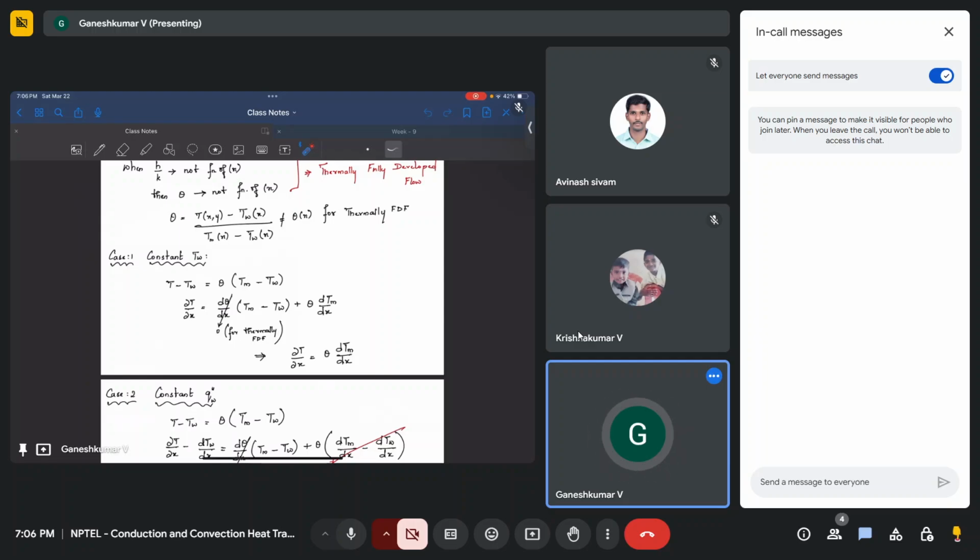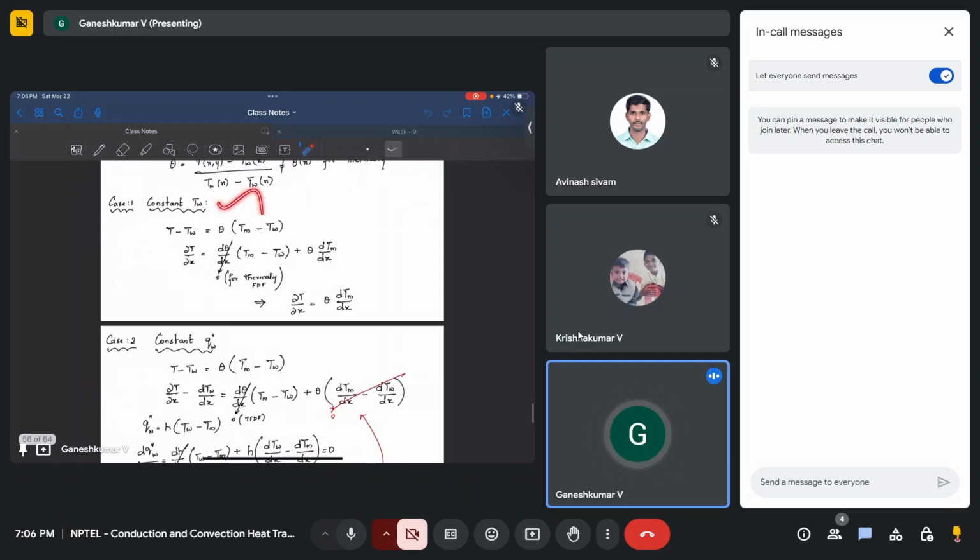We had two cases, constant T wall and also constant heat flux cases. Based on this definition of T mean, we can derive and show that for thermally fully developed flow, dou T by dou x is theta times dTm by dx. Here Tm is just a function of x, it can only vary along x because we have averaged along y. So T mean can only be a function of x.